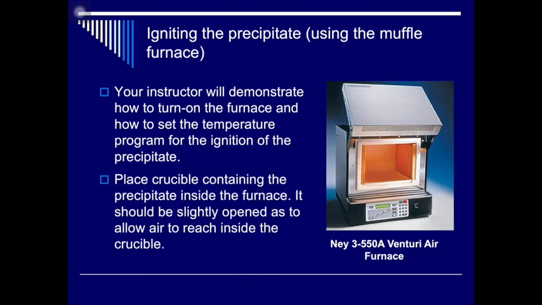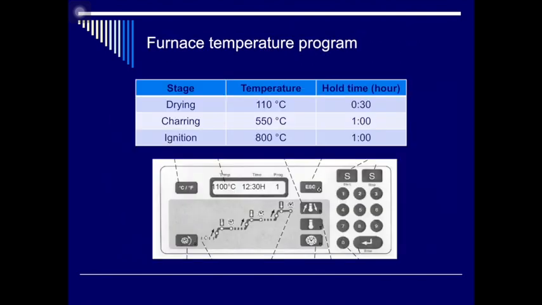So place the crucible containing the precipitate inside the furnace. It should be slightly open as to allow air to reach inside the crucible. So I will be the one who will be setting up this muffle furnace. The drying step would be around 30 minutes. The temperature is 110 degrees Celsius.